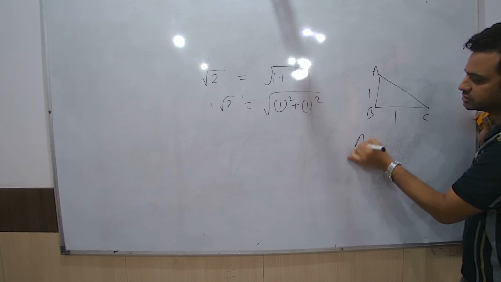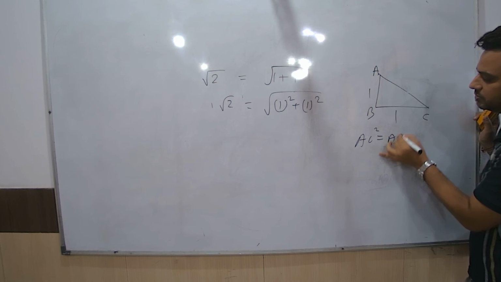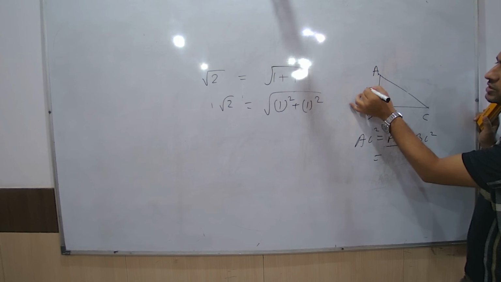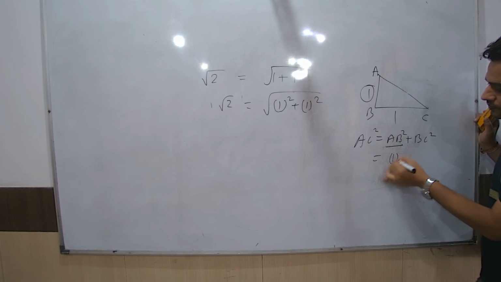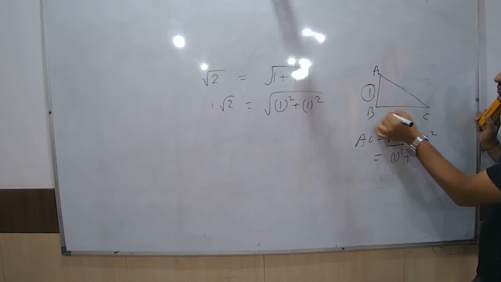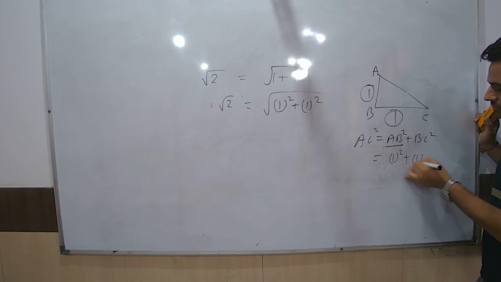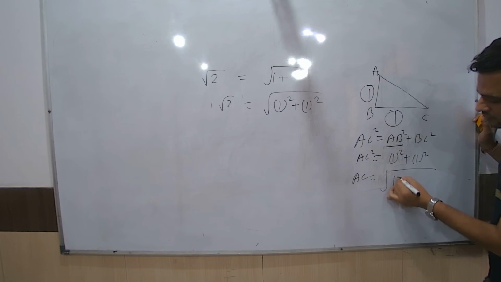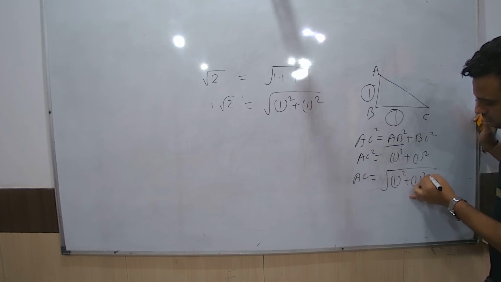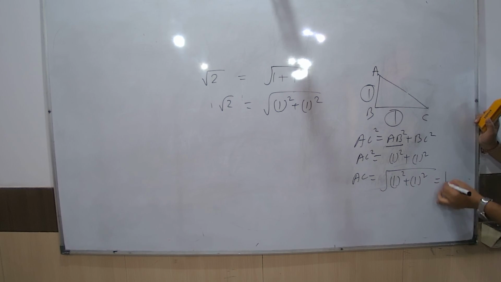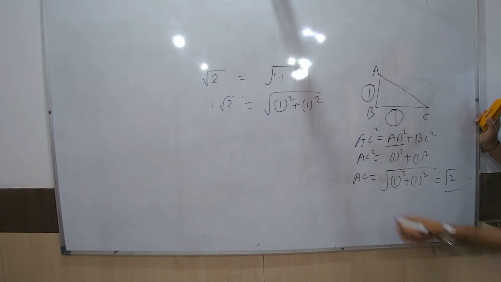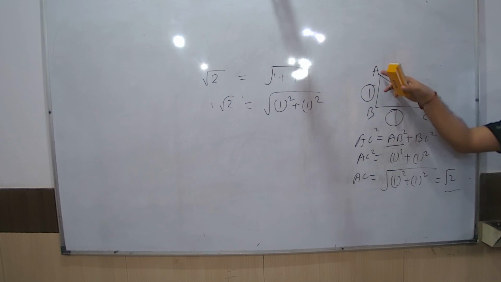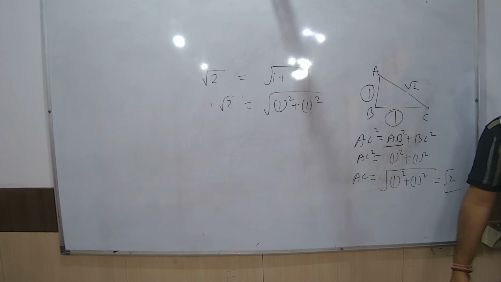AC square equals AB square plus BC square. So we have this AB value as 1. So 1 square plus BC value as 1 only, 1 square. Okay. AC square. So AC will be equal to root of 1 square plus 1 square. So that will be equal to root 2 only. So can I say that this will be root 2? Okay. Clear? So the hypotenuse I will get will be root 2 only.